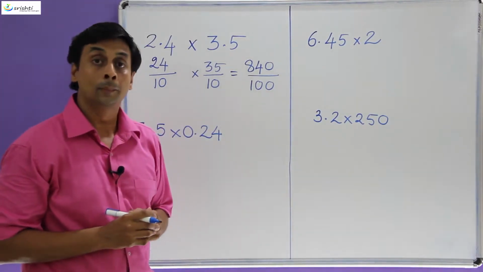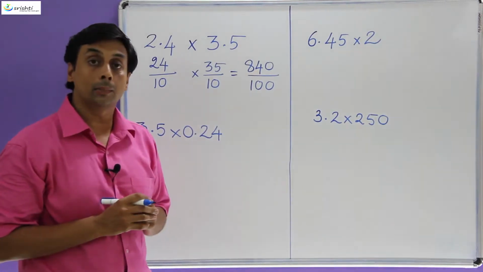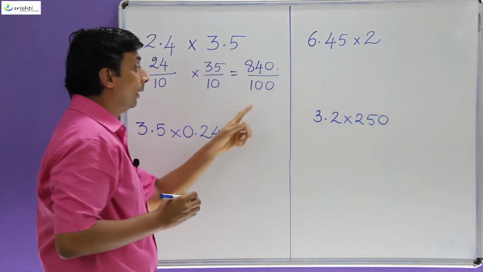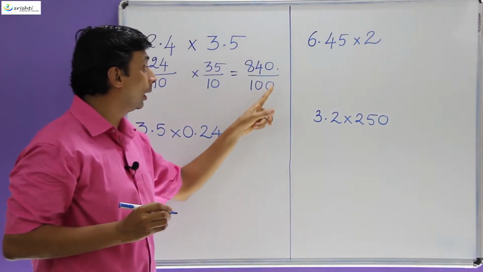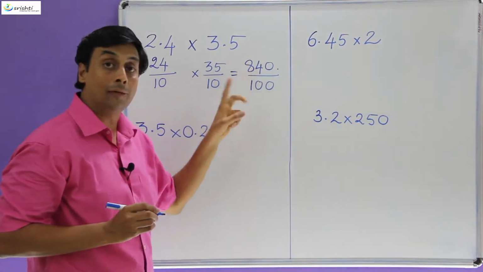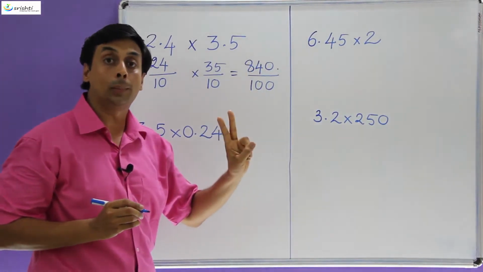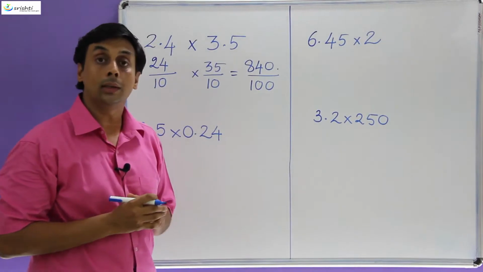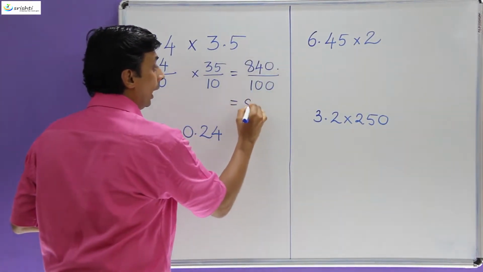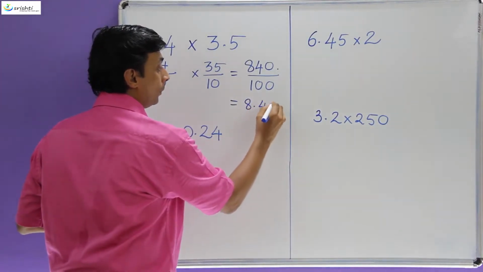particular answer. Where is the decimal point in this particular number 840? The decimal point lies over here, and we know that when we divide this particular number by 100, we are actually trying to shift the decimal point to the left by 2 places. Why 2 places? Because there are 2 zeros in 100, right? So 840 divided by 100 would be 8.40.